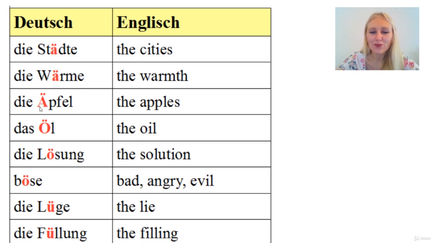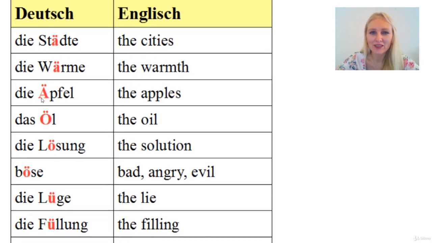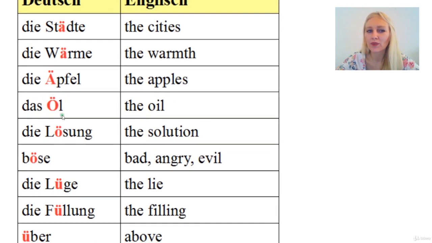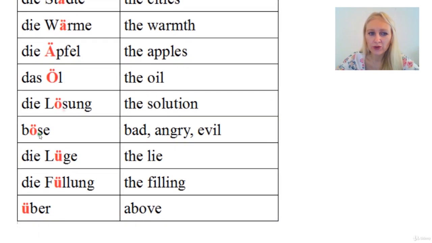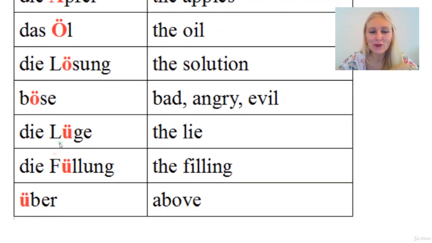Die Äpfel, die Äpfel. Das Öl, Öl, okay? Öl. So it goes up, Öl. Die Lösung, böse. Okay, böse. And here, Lüge. So this goes a little bit more down. It's Lüge. Okay, it's not Ö, it's Ü. Goes a little bit down. Maybe that helps. Okay, so die Lüge.